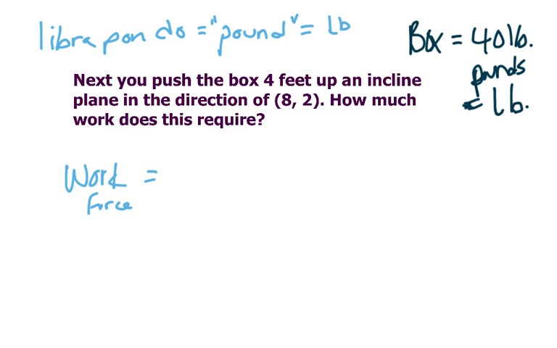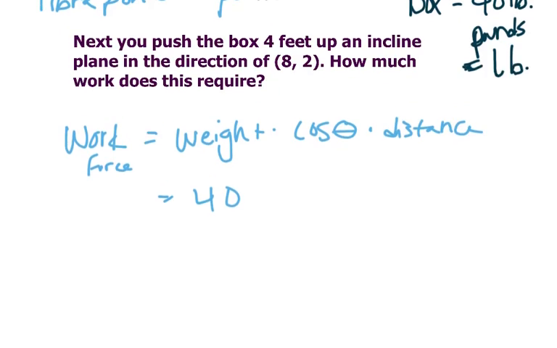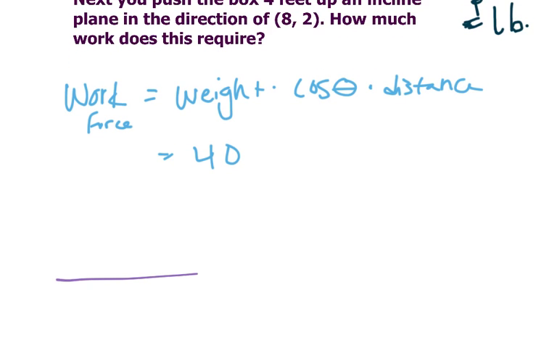Okay. So we're going to find the work or the force needed for this. And so we're going to need our weight, which is still 40 pounds, multiplied by the cosine of the angle where this work is happening, and then the distance. In order to get some of those pieces, we are going to need to draw a diagram of what's happening. So you push the box 4 feet up an incline plane in the direction of (8, 2). So let's see. 1, 2, 3, 4, 5, 6, 7, 8, 2.